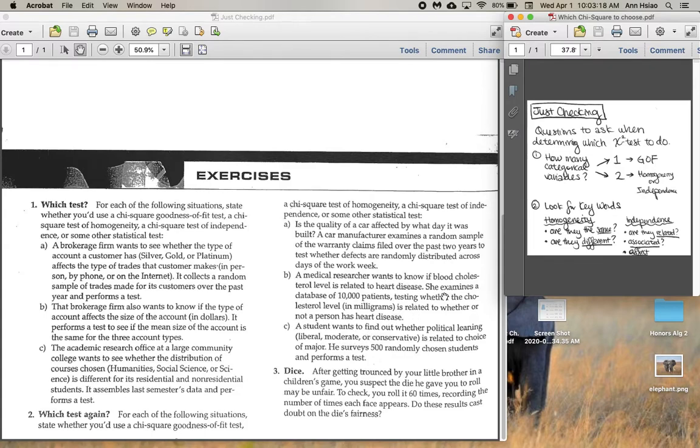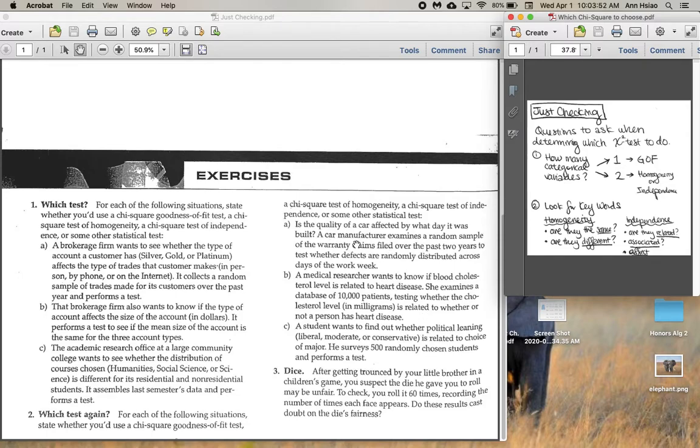Looking at the variable, this is cholesterol level in milligrams. This is a numerical variable, so we would not do a chi-square test for this one. And for part C, the answer would be a chi-square test for independence. We have political leaning as one variable and choice of major as the other. Both are categorical, and now I look for keywords and I see "is related to" as my keyword there. So that would be a chi-square test for independence.